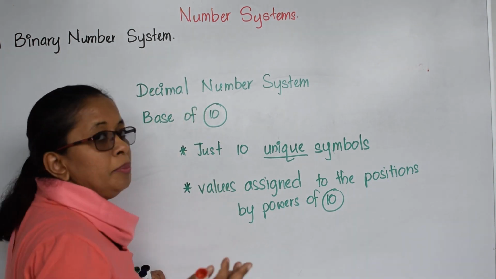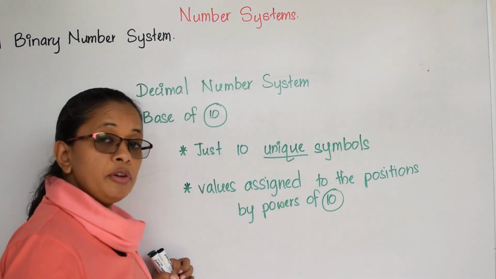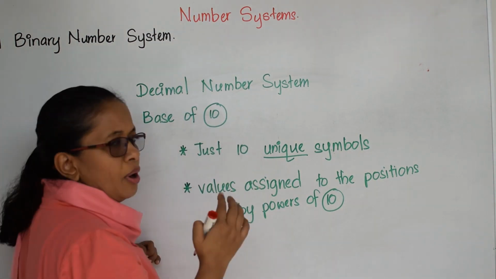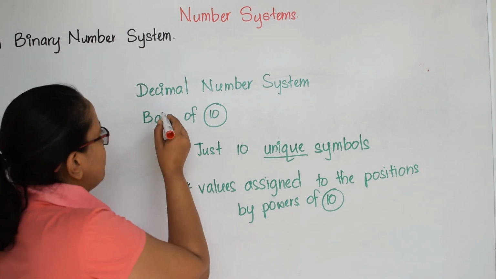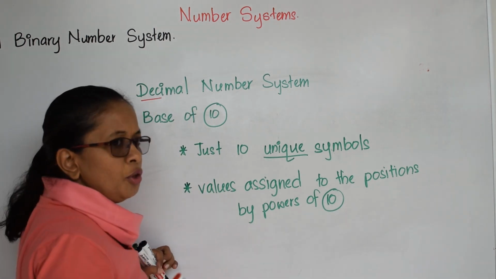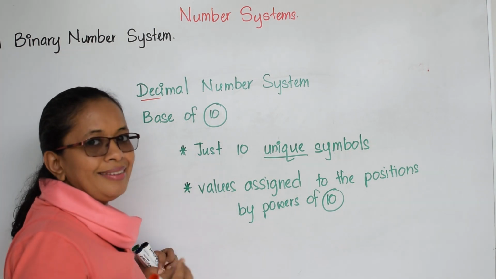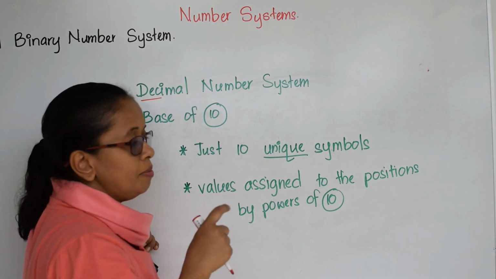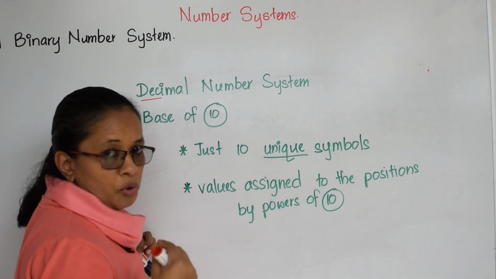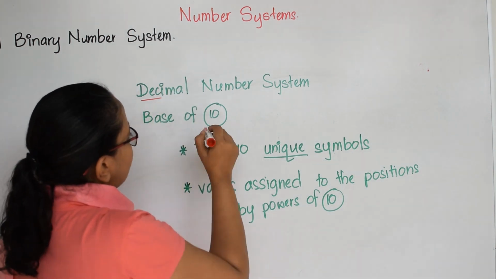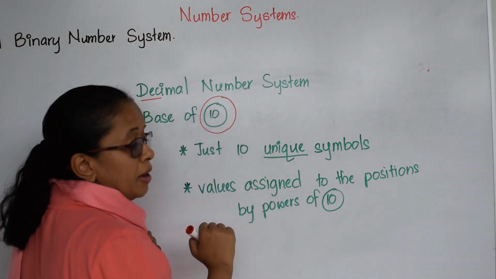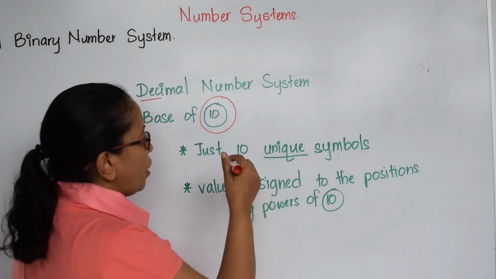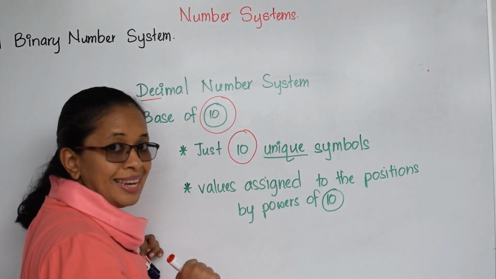You will have to remember the name of this number system, which is decimal, and you need to understand: decimal, deci. Even with scientific measurements, you might have come across this name. Deci actually means 10. So if it is a decimal number system, it is going to have a base of 10. If you have a base of 10, the number of unique symbols in that number system is going to be 10.